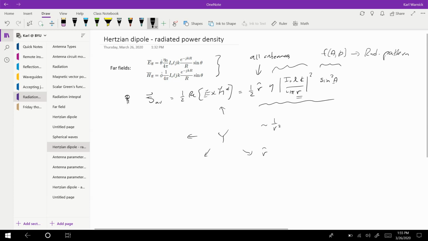Okay, so we can think of the Hertzian dipole as kind of a simpler version of more complicated antennas. All that would change is the coefficients and the function of angle. And we're going to look at those in the next section of material in terms of antenna parameters.